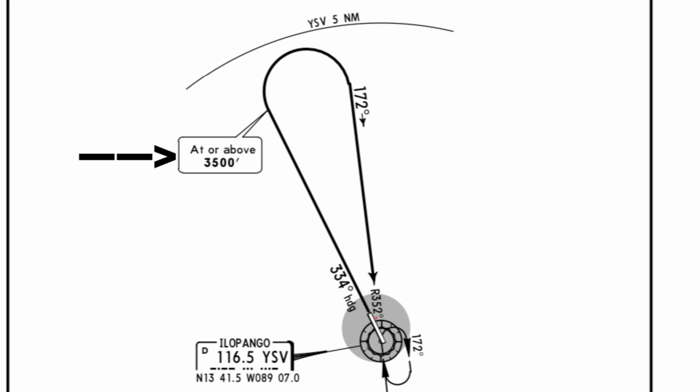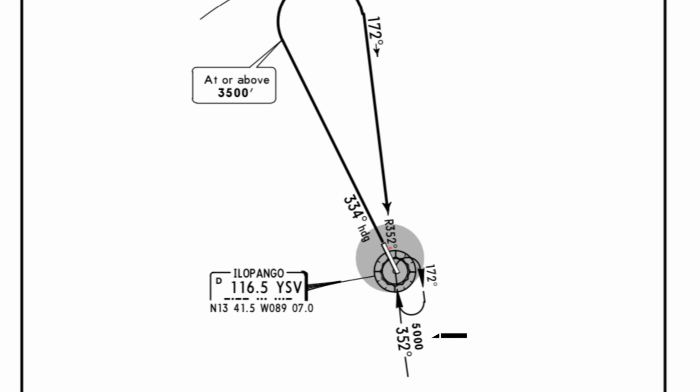As you can see right now, we are heading back to the airport, but you see that 5,000 over there? Well, that means that by the time that we come back to the airport, we must be at 5,000 feet. And you can see that 352 with the letter R to the left side. Well, that's the radial that we will be following in this case.